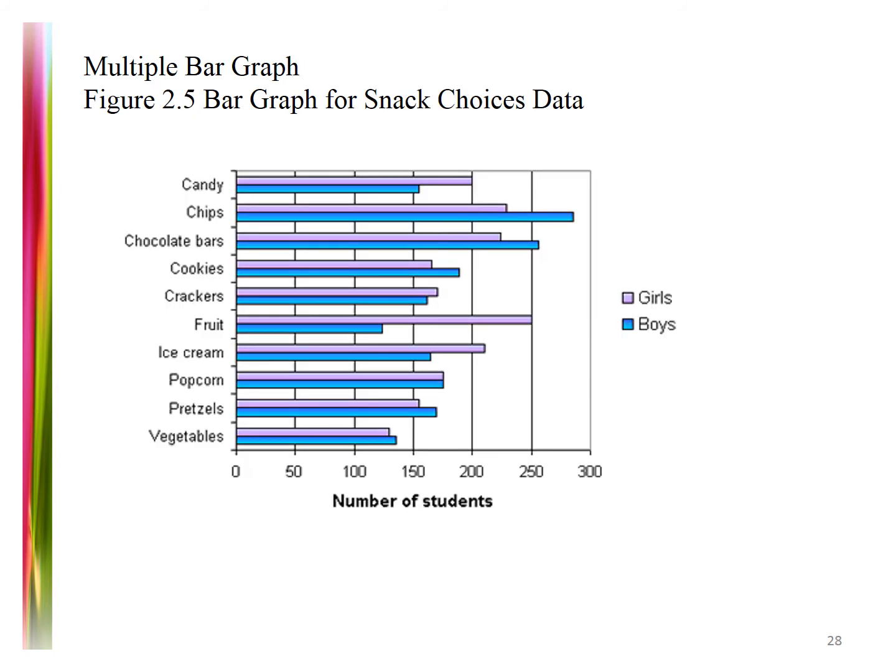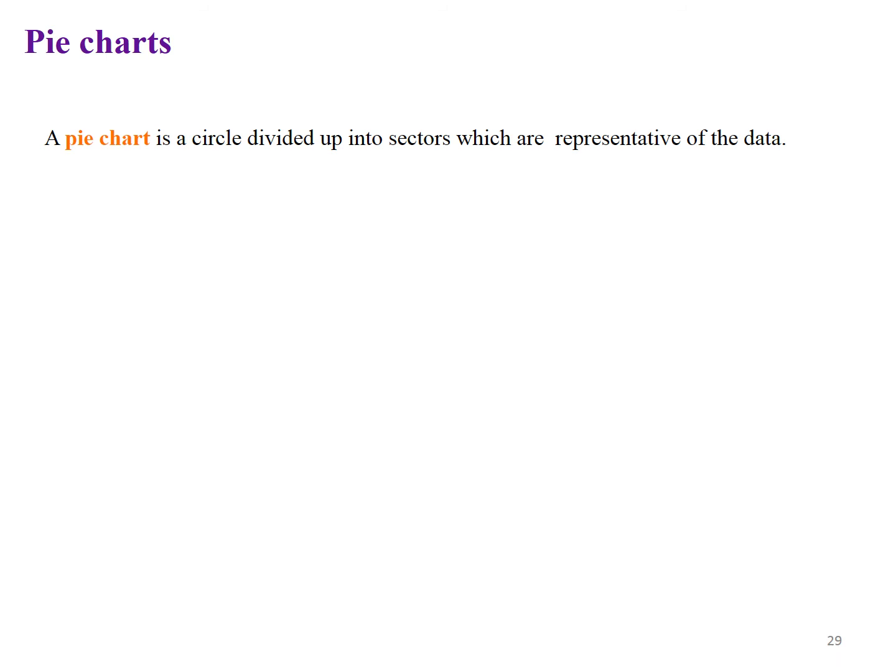So this is another way, a multiple bar graph. In this case, maybe the y-axis is categories and the x-axis is count, with girls and boys. So that's another way. We have several ways of drawing bar graphs, and also percentage bar graphs. We have several types of bar graph. Okay, so next, pie chart.